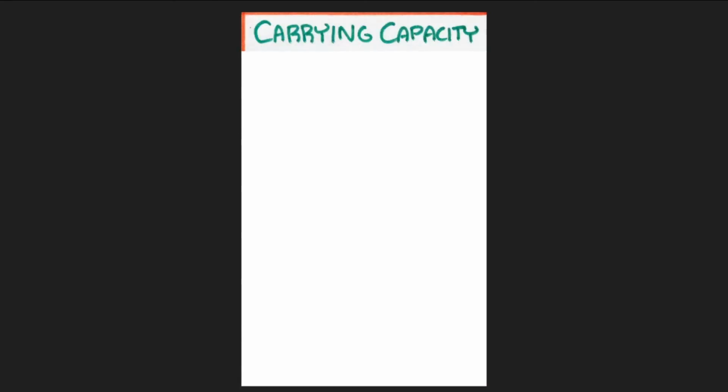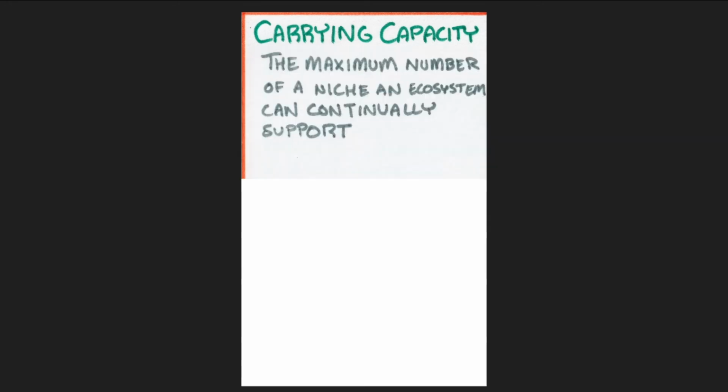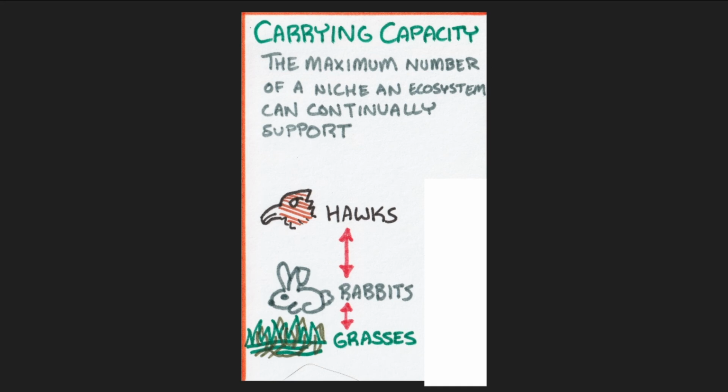Finally, how do all of these interactions work together? Like, how do all of these niches function? Well, they all come together in this very interesting concept called the carrying capacity, which is a really simple idea. The carrying capacity is just the maximum number of a niche an ecosystem can continually support. Now, that sounds like a very fancy definition that really just means this. There's only so much food to go around. Let me put it this way. Only so much grass can grow in a field, which means that there's only enough grass for some rabbits to eat.